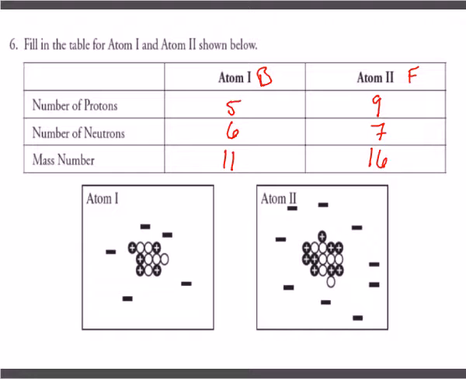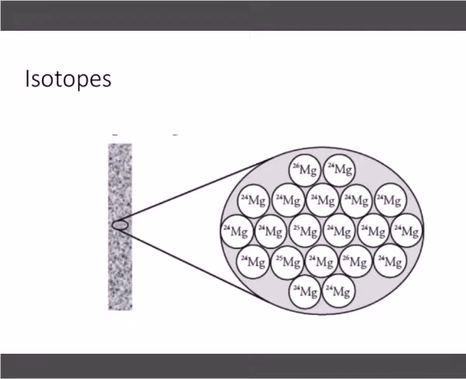What's the mass number of fluorine on your periodic table, rounded to the nearest whole number? 19. What do we have here, though, for our mass number? 16. That's a little off, right? When you look on your periodic table, fluorine has a mass of 19. But this one is different, okay? And that happens all the time. This is what's called an isotope, okay?